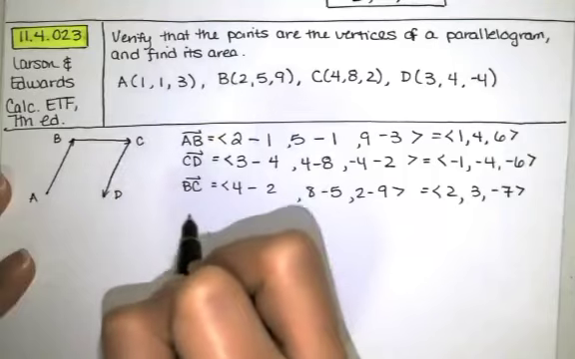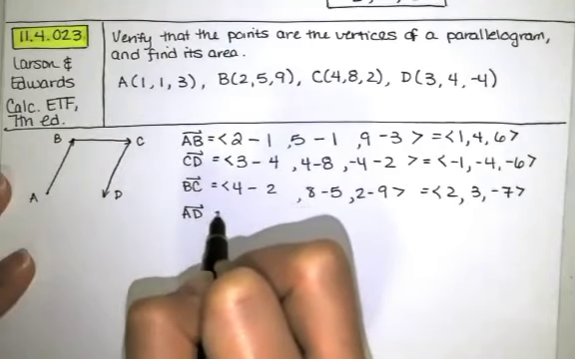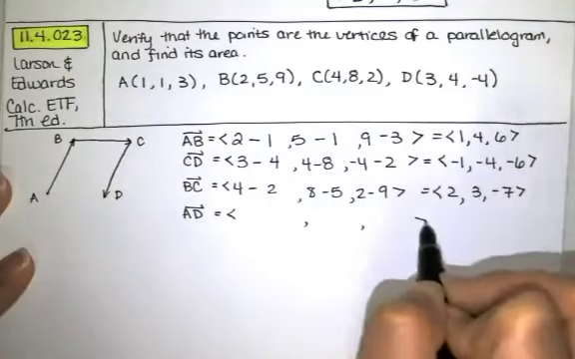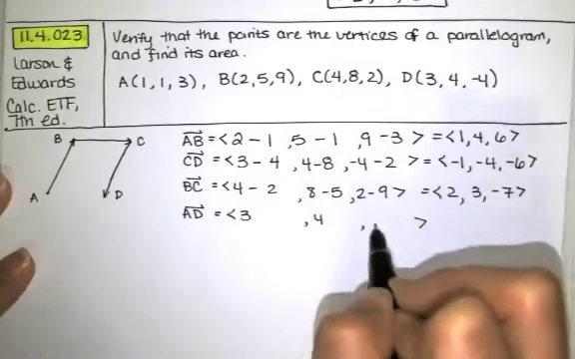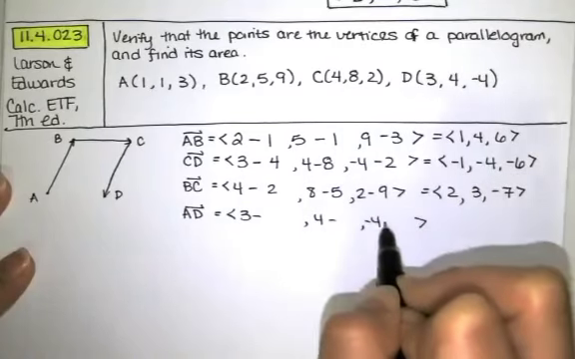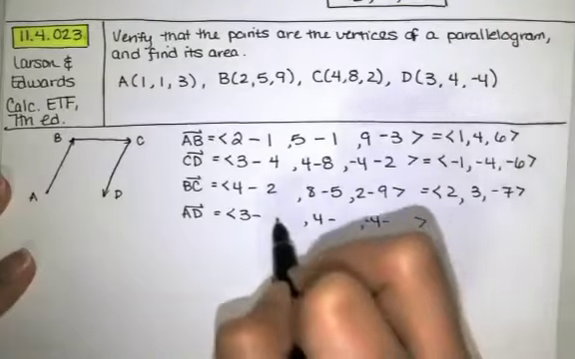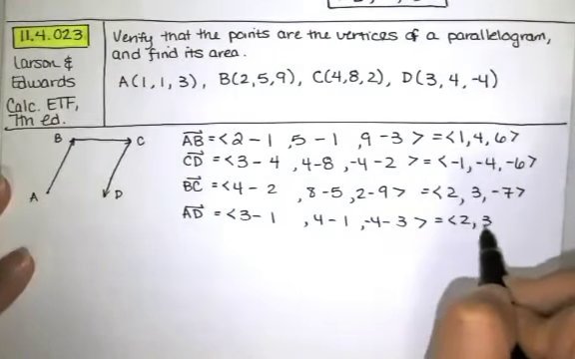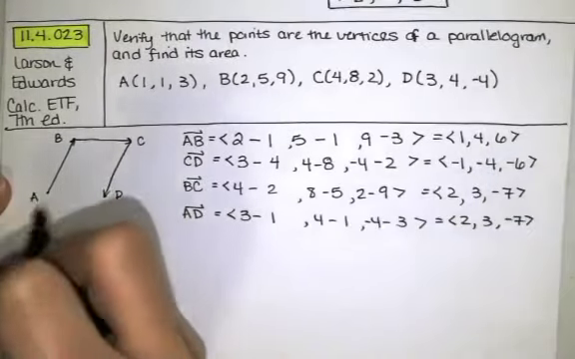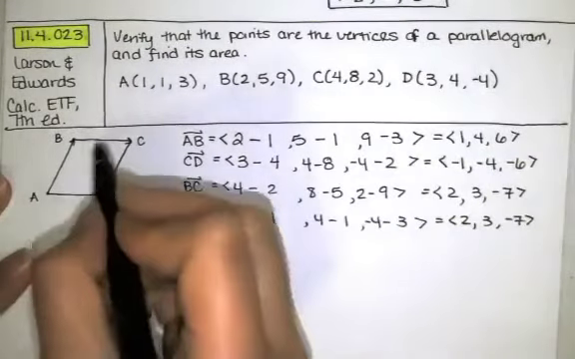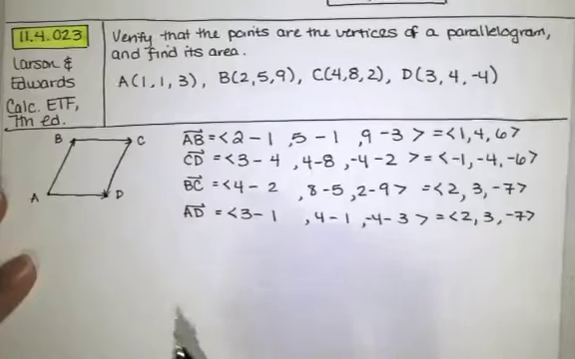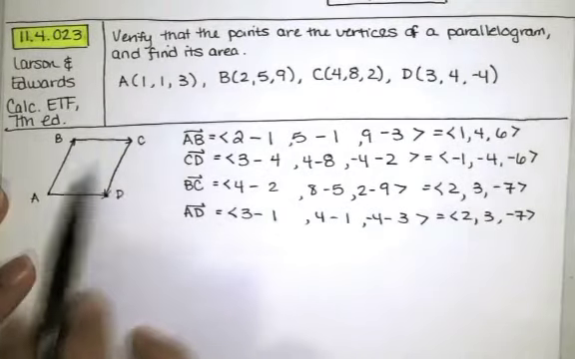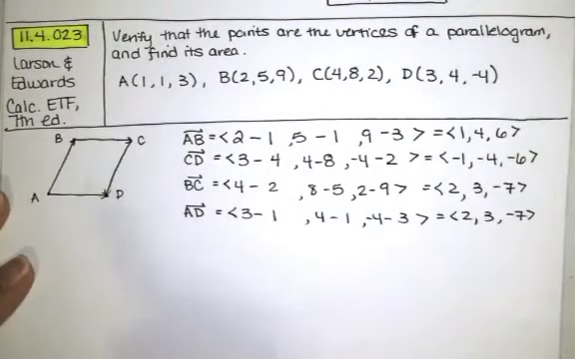Let's look at the vector from A to D now. Take the coordinates of D and subtract the coordinates of A. So we get 2, 3, and -7. Great, so those are parallel to each other, and they're actually exactly the same vector. So if these are parallel and these are parallel, we do have a parallelogram.